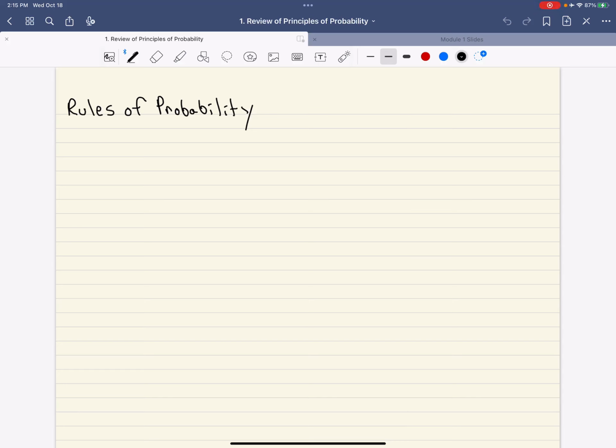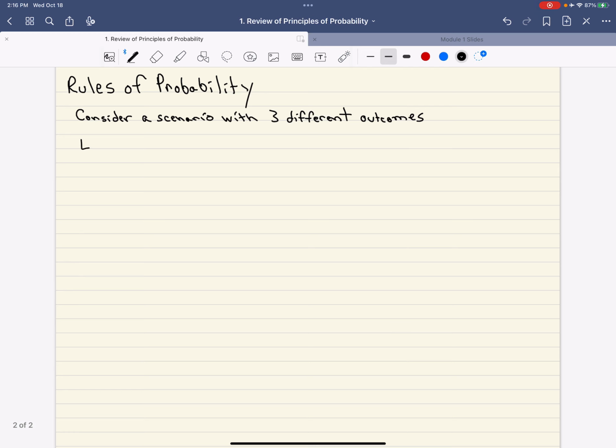Let's consider a scenario with three different outcomes. So consider a scenario with three different outcomes. For such a scenario, we could define the following forms for the probabilities.